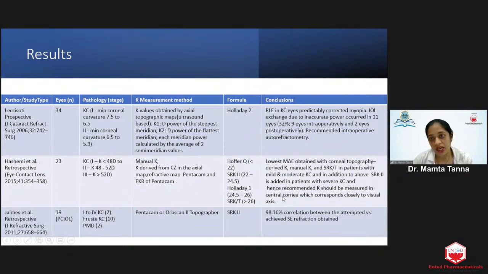So in all the cases, the mean absolute error was very small. So it recommended that the K value should be measured in the central cornea, which corresponds closely to the visual axis, using manual K and K derived from Pentacam. James et al. included 19 eyes. It also considered keratoconus frustae and pellucid marginal degeneration cases. Pentacam or Orbscan 2 was used for measurement. It concluded that a 98.16% correlation between the attempted versus achieved refraction was obtained.